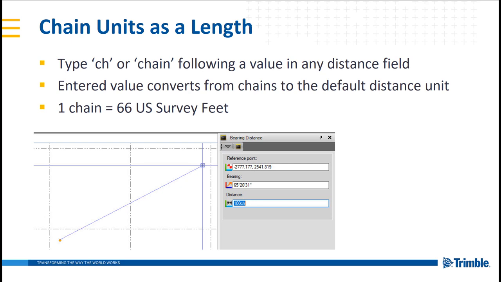We've added the chain unit as a length in TBC. So if you type in CH or the word chain following a value in any distance field, you would get an automatic conversion from chain units to your default distance unit. And a quick fact there: one chain unit is equivalent to 66 US survey feet.